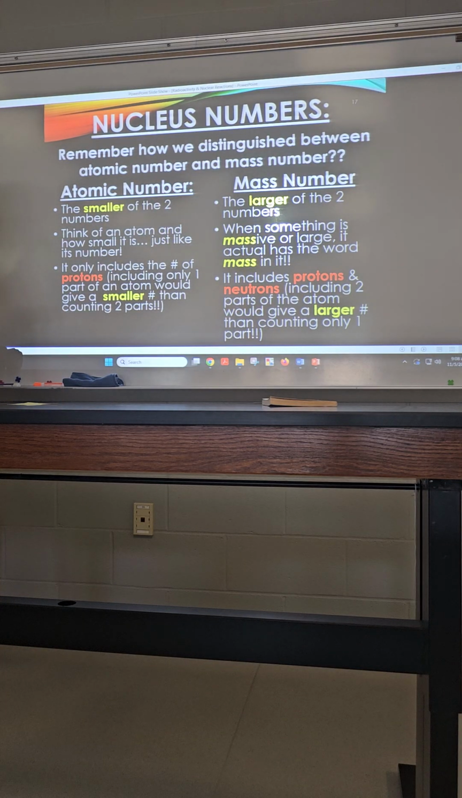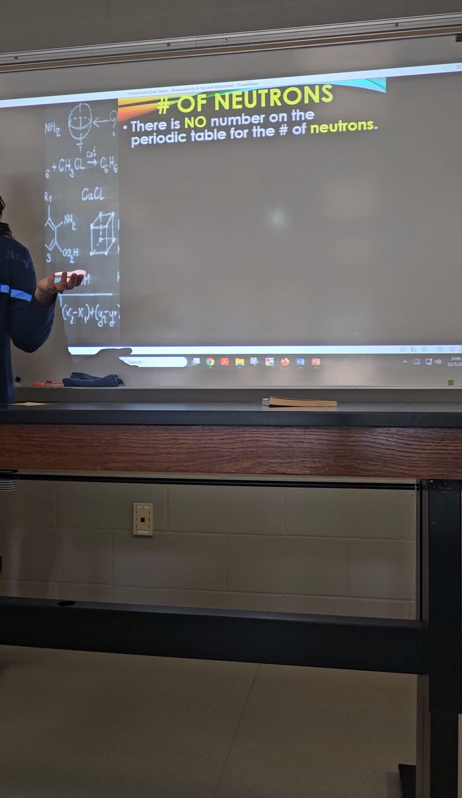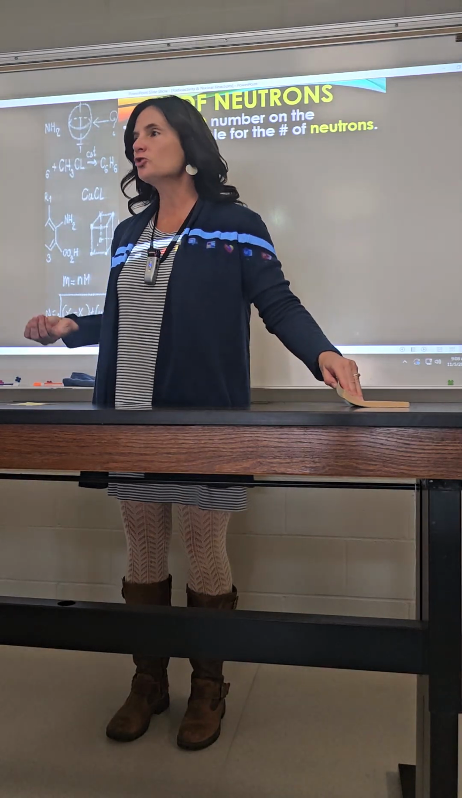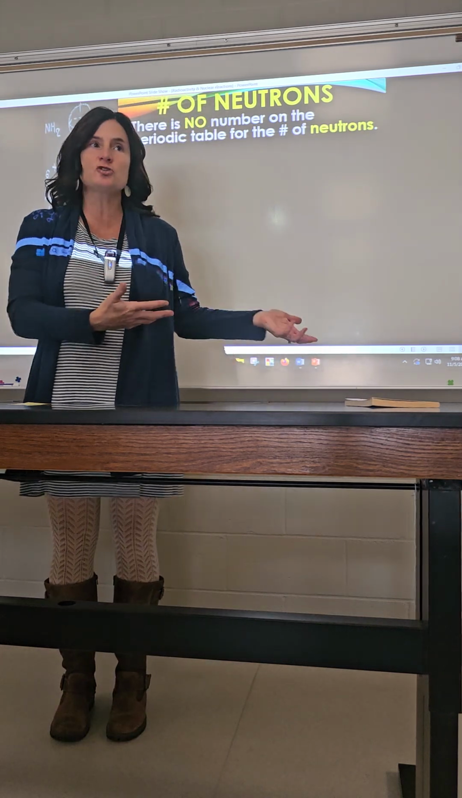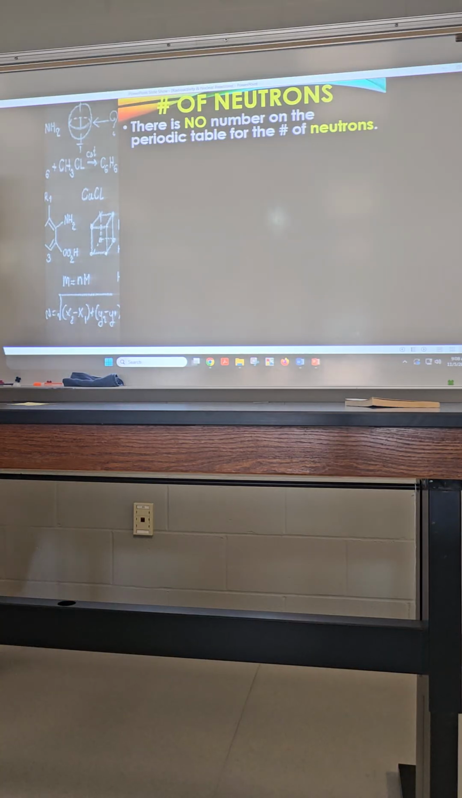Okay. And that takes us to our final kind of review, which is the number of neutrons, because there is no number of neutrons on the periodic table. None of the numbers on those little squares will get you the number of neutrons. We are now talking about isotopes. The number of neutrons is going to be important because isotopes are elements that have a different number of neutrons. So we need to know what we're dealing with and how to get that neutron number.